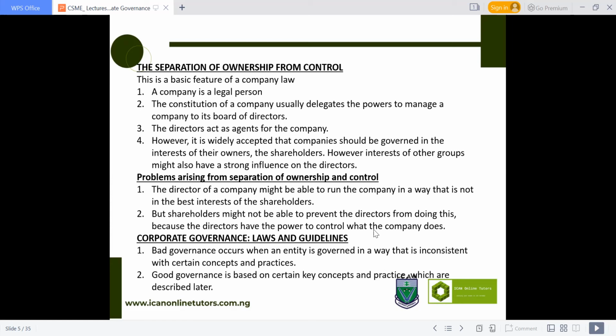And we all advocate that there should be good governance. Good governance is based on certain key concepts and practices, which we are still going to talk about later. Concepts of good corporate governance: equality, integrity, honesty, accountability, clear responsibility. But bad governance occurs when the entity is governed in a way that is inconsistent with these concepts and practices. There's no equality, because in governance we usually preach equality. The way you treat someone that has 1 unit should also be the way you treat someone that has 10,000 units of shares.